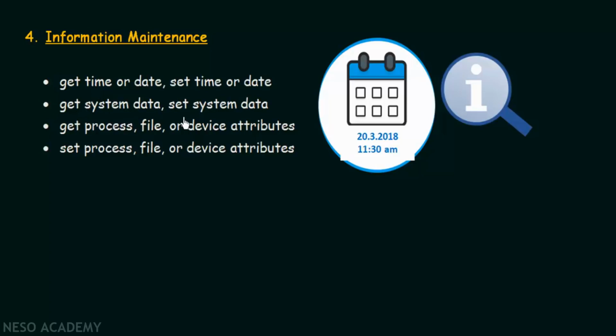Then we have get system data and set system data. Similarly, like the time and date, we can get and set the system data. Then we have get process, file or device attributes. So we can get the attributes of the processes, files or the devices. And then we have set process, file or device attributes. So we can get the attributes of the files, processes or devices, and we can set the attributes of the processes, files or devices. All these kind of system calls that are related to maintaining the information of your system, they fall under this category of information maintenance system calls.